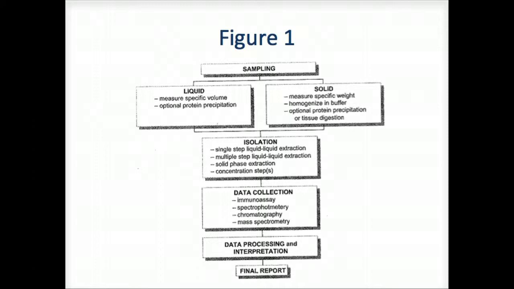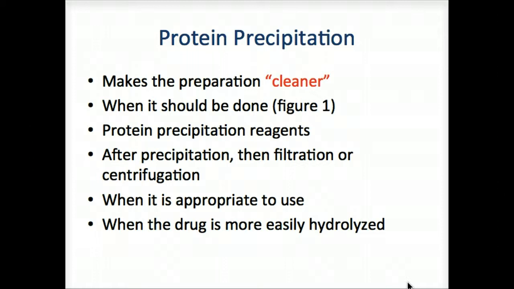Of course, we saw this slide earlier, but you can see up here under liquid, optional protein precipitation, also solid, optional protein precipitation, or tissue digestion. So early on in the whole process of analysis, protein precipitation can be done. Protein precipitation reagents can include organic solvents like acetone, acetonitrile, methanol, and can include zinc sulfate and methanol, 5-sulfosalicylic acid, perchloric acid, trichloroacetic acid, sodium tungstate, and ammonium sulfate.